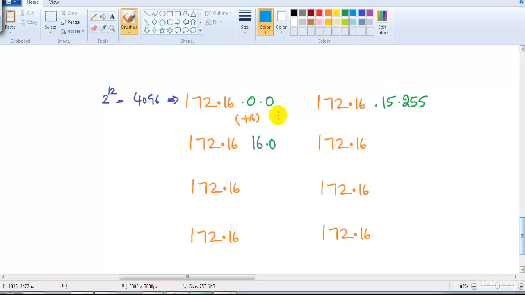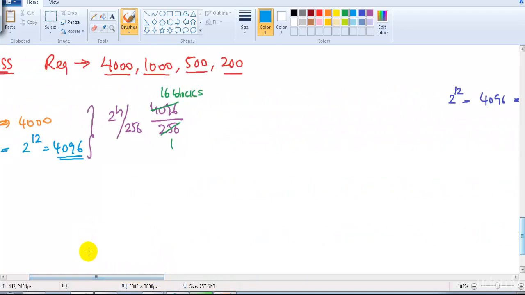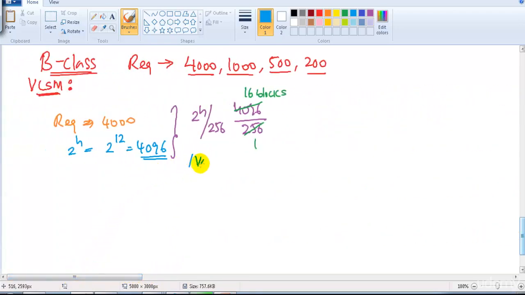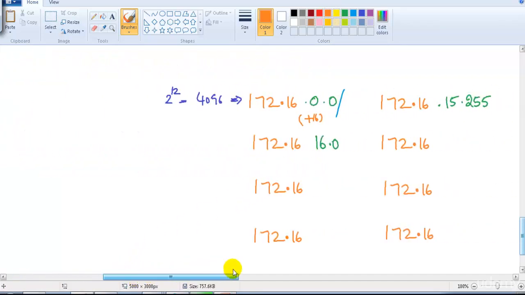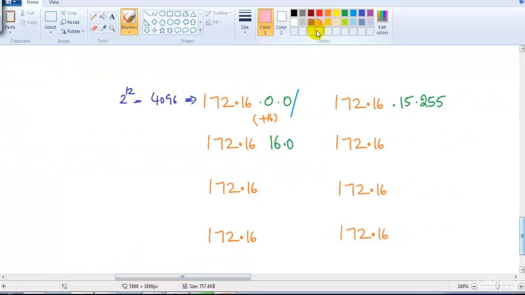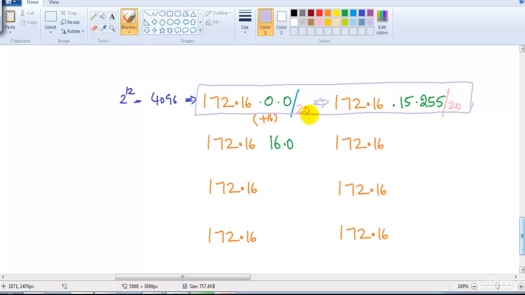And the slash value will be slash how much? To get the slash value, I need to subtract from 32. If I subtract 12, I'll get slash 20. So slash 20 is your network bits. So I'm going to take slash 20 here. This is my first network. My first network starts from 0.0 to 15.255, and it's going to provide around 4096 addresses. It's a group of 16 blocks, 0.0 to 15.255.